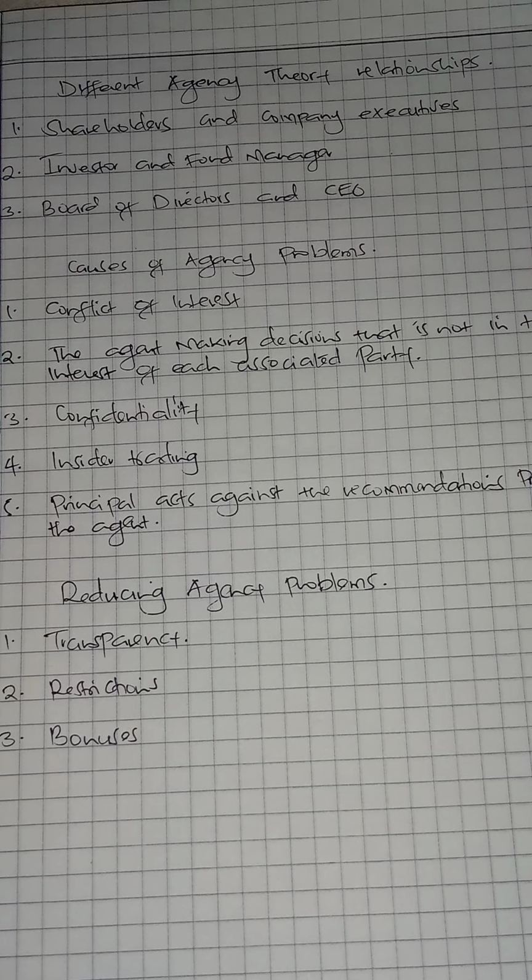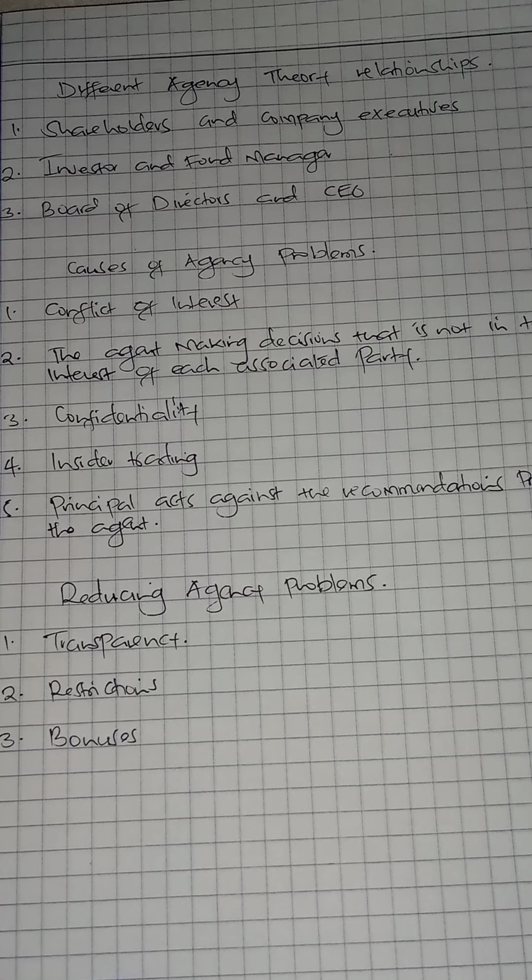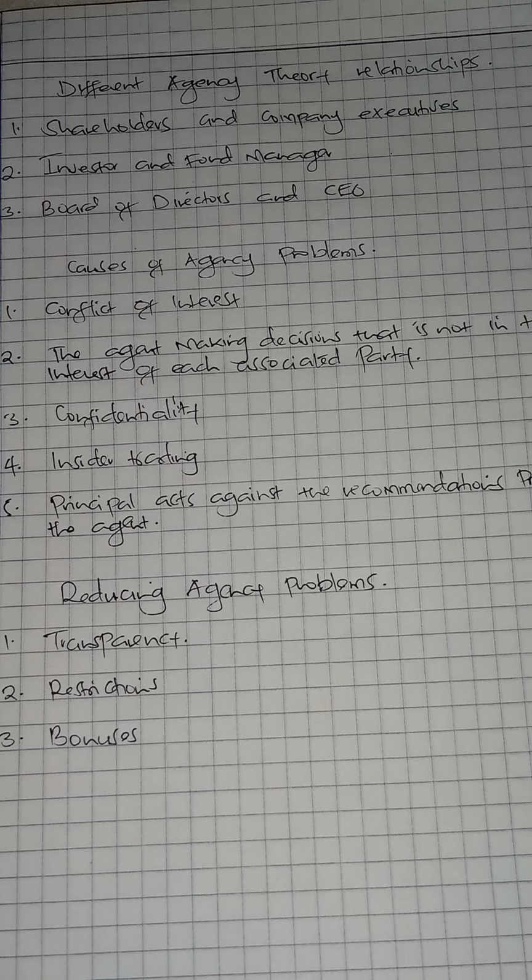Third, the agent may act independently from the principal in order to obtain some sort of previously agreed upon incentive or bonus. Four, confidentiality breach regarding the personal and financial information of the principal. Five, insider trading with the information provided by the principal. Then we go to the last one, six, when the principal acts against the recommendations provided by the agent.